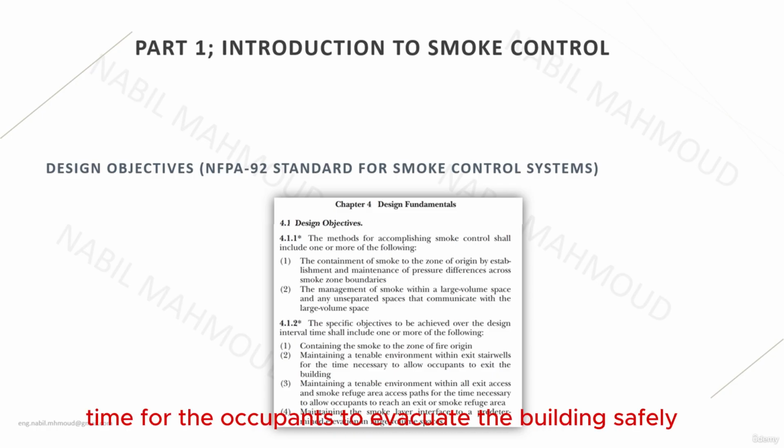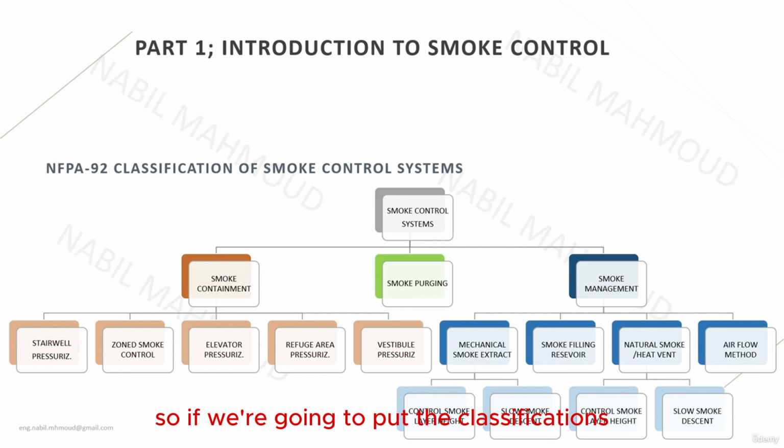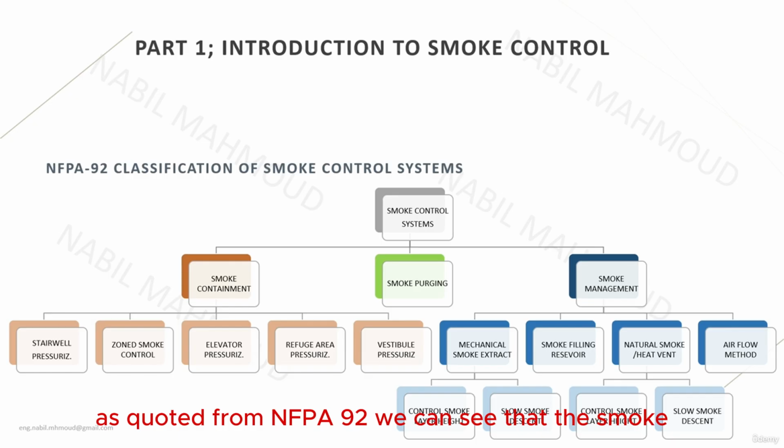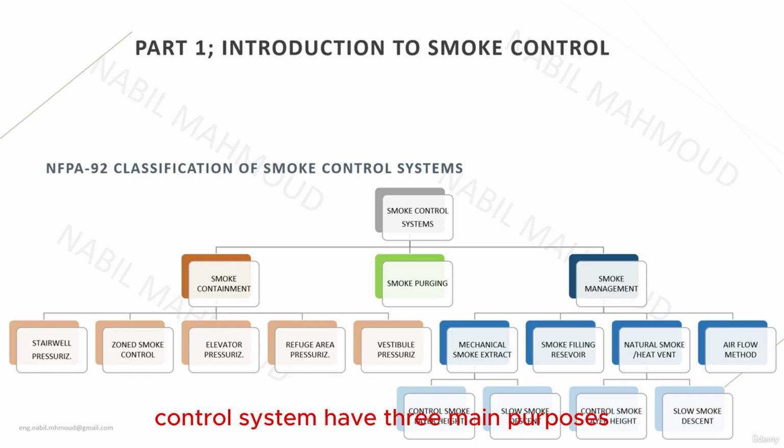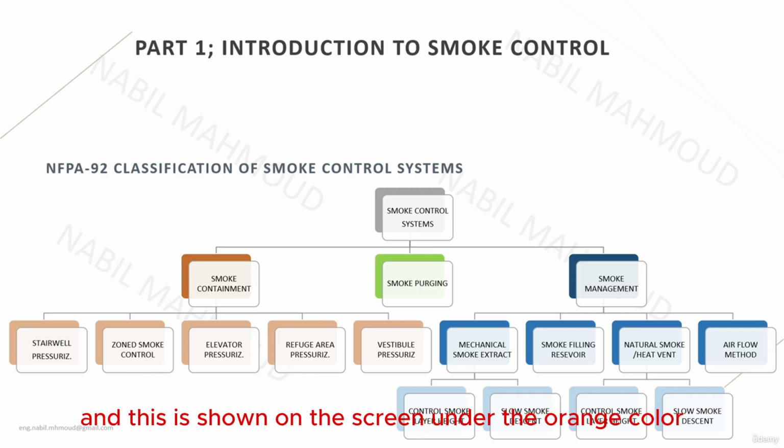the building safely. So if we're going to put the classifications of the smoke control system in a structured figure, as quoted from NFPA 92, we can see that the smoke control system has three main purposes. The first purpose is to achieve the smoke containment, and this is shown on the screen under the orange color. And the second purpose is the smoke purging.